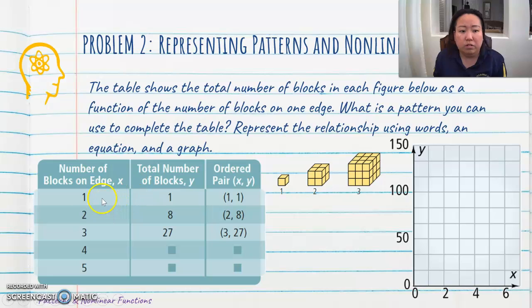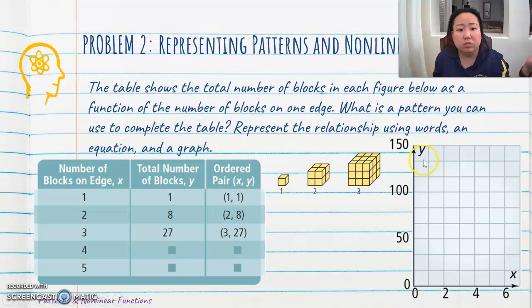And for each number of blocks on the edge, we are actually counting how many are the total blocks in it, okay? So if there's only one block on the edge, then there's only one total in here. If there are two on the edge, so as you can see, one block here, and then this is the second one, so there's two of them. But all in all, there's a total of 8 blocks in there. So if you have 3 on the edge, there's a total of 27 in there.